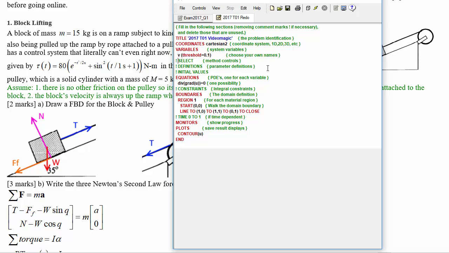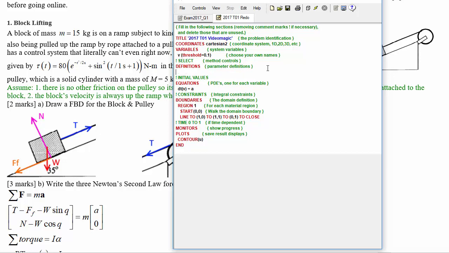Let's use v as the variable. What else are we going to need? We'll say the equation is dt of v is equal to acceleration. This is a new way to do things. So under the definition section, we can just write out what the acceleration expression is.